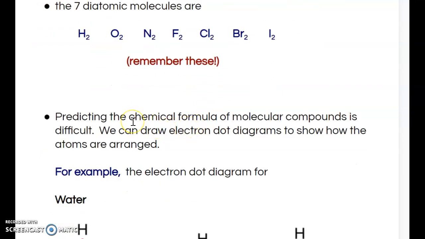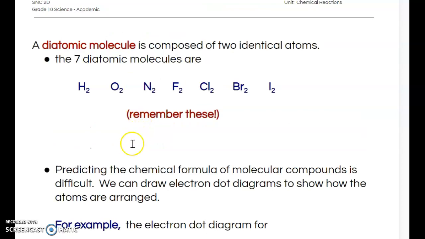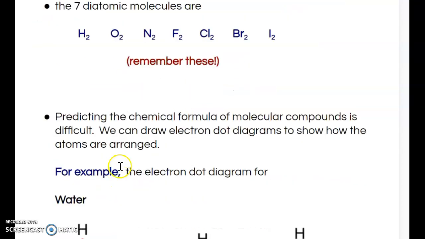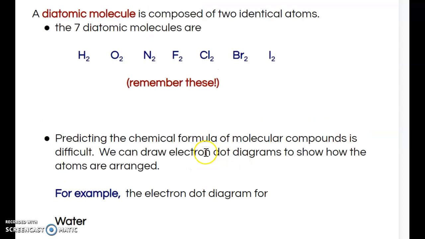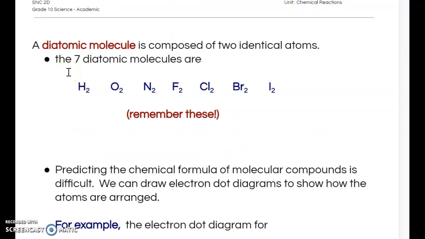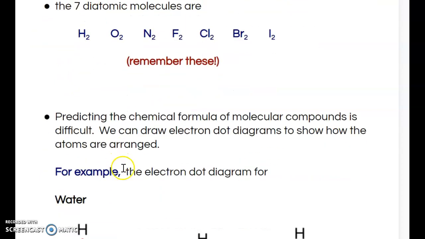Okay, so the problem with molecular compounds is that they're very hard to predict the chemical formula of. It's really difficult. We can draw electron dot diagrams to show atoms and how they're arranged, but again, it is difficult to predict the chemical formula of these molecular compounds. Again, diatomic, I just want to stress this again: diatomic molecules are 2 identical atoms. 2 hydrogen, 2 oxygen, 2 nitrogen. 2 identical atoms.